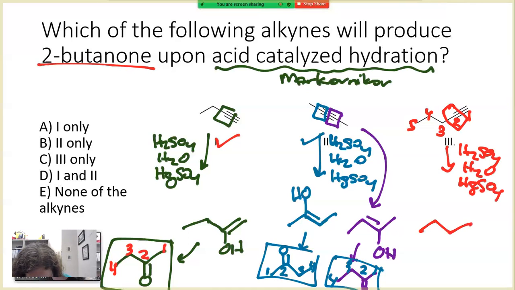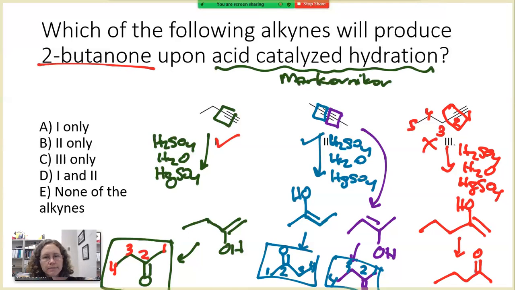This one will make this enol, again, adding to the more substituted side, but it'll give us 2-pentanone instead of 2-butanone. Okay, so 3 does not lead to the desired product.